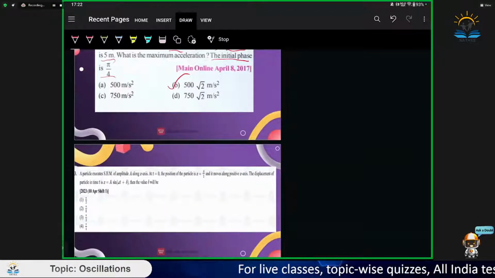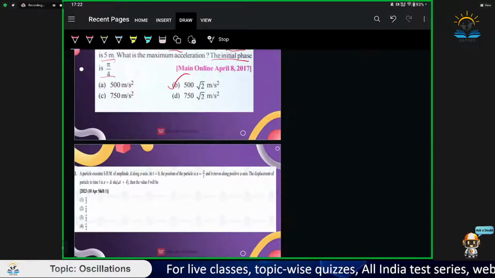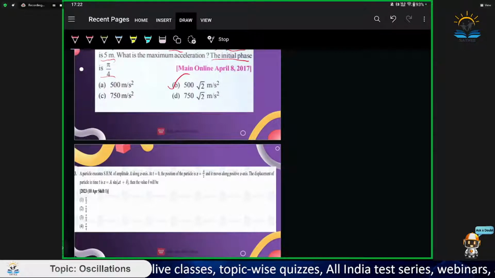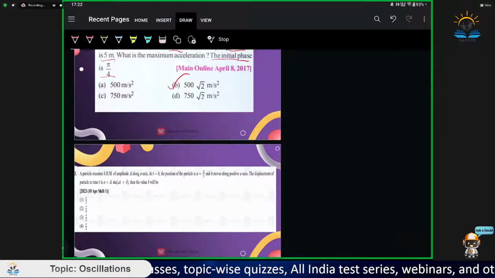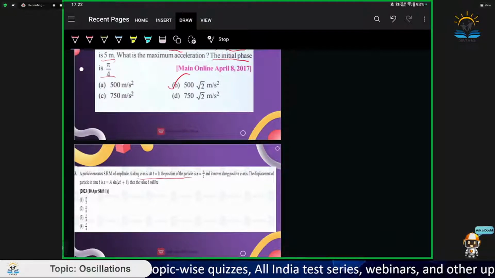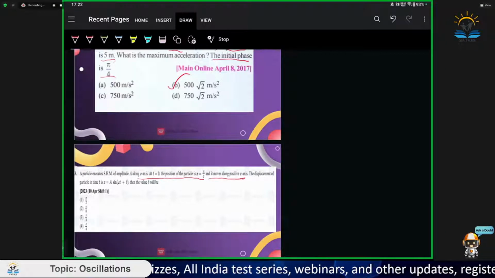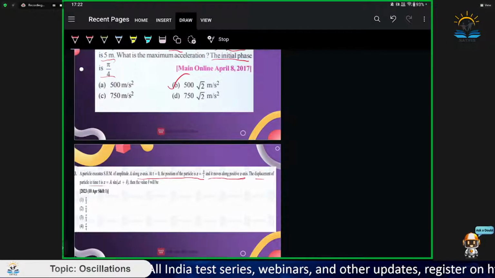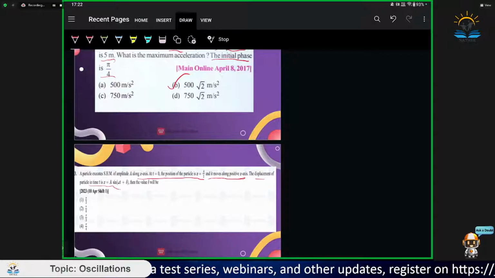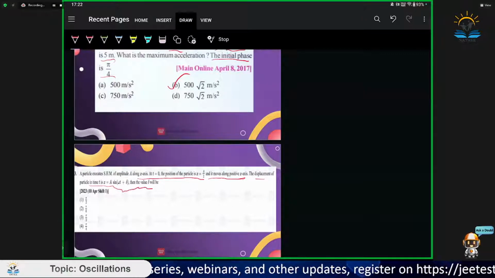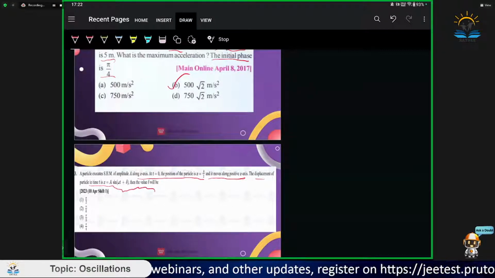Okay. We have one more question. A particle executes SHM of amplitude A along the x-axis. At time t equal to 0, the position of the particle is x equal to A by 2, and it moves along the positive x-axis. The displacement of the particle in time t equal to... We have to find out the initial phase.